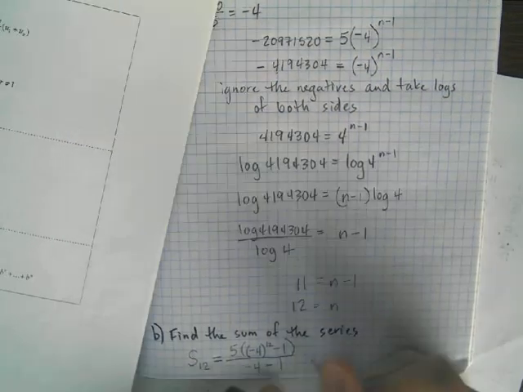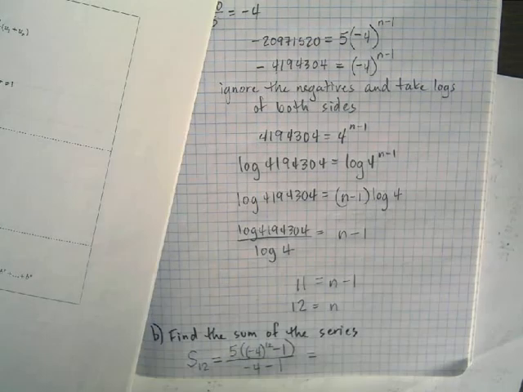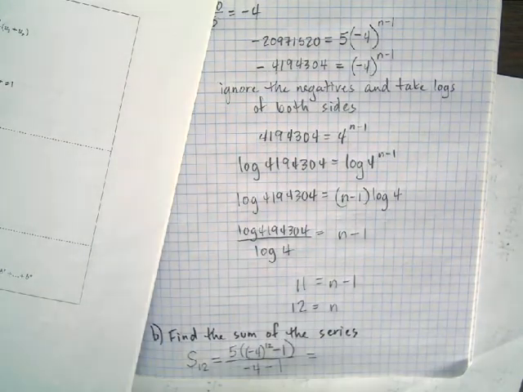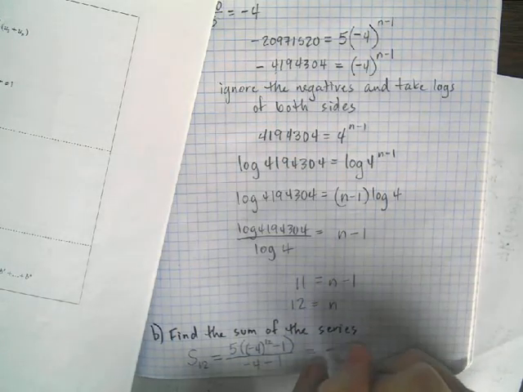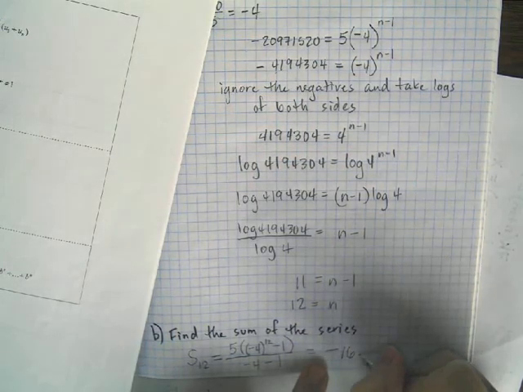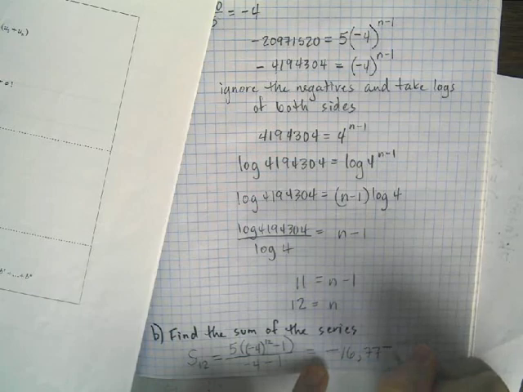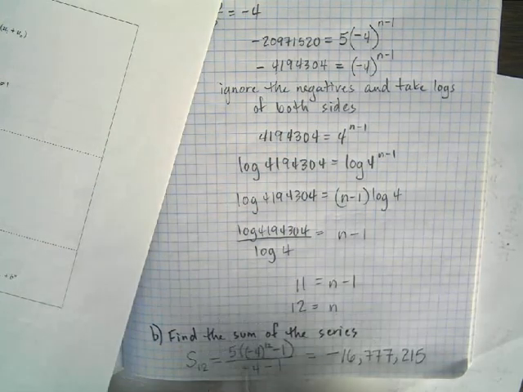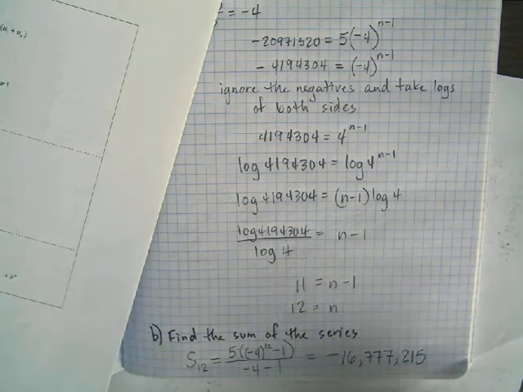Okay, and if we stick that into our handy-dandy calculator, and you should check, make sure you can get it into your calculator, you end up with the sum of negative 16,777,215. So make sure that you can enter that into your calculator successfully to get this number.